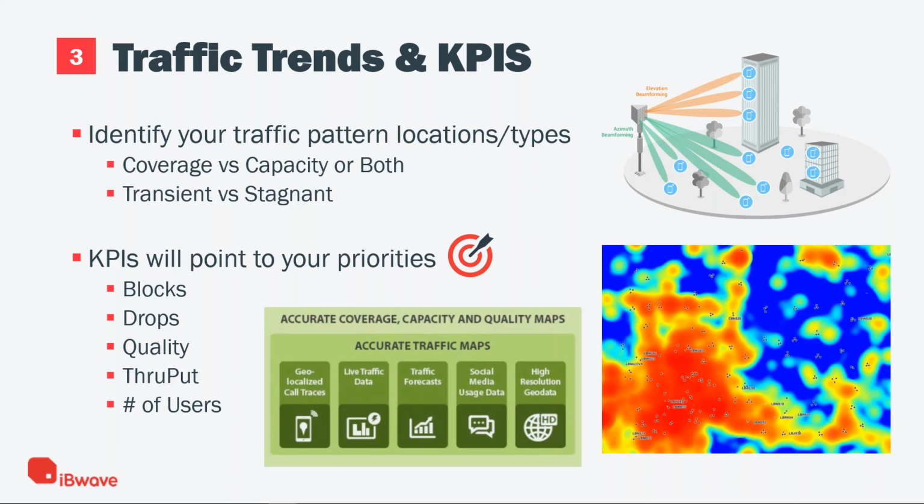And then key performance indicators, or KPIs, will point out your priorities: where your highest areas of blocked calls or ineffective attempts are, where your dropped calls are taking place, how your quality looks when you look at your RSRQ from possibly drive test data or walk test data, what your throughput looks like, and ultimately how many users are in that particular area.